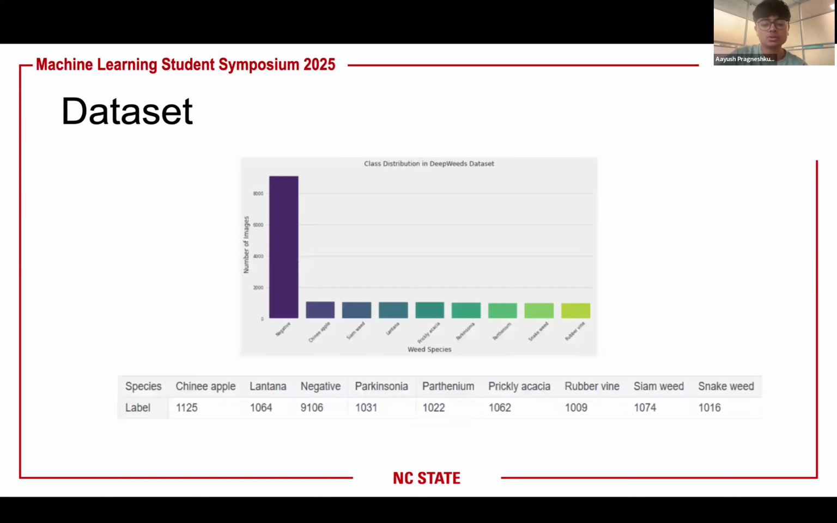So this is the distribution of the data set. As you can see, there is a class imbalance problem. Majority of the data is of negative type, and all the other classes have roughly similar distribution. So we had to do a good amount of data pre-processing before applying the machine learning models.